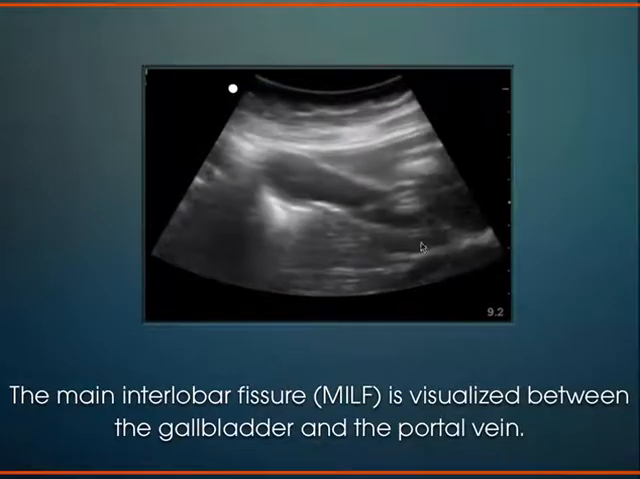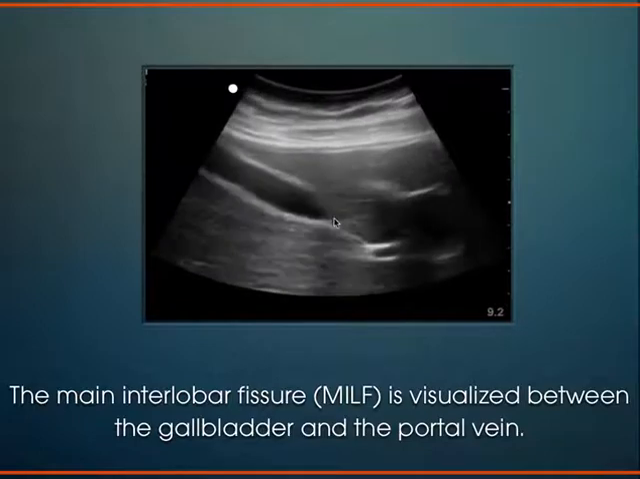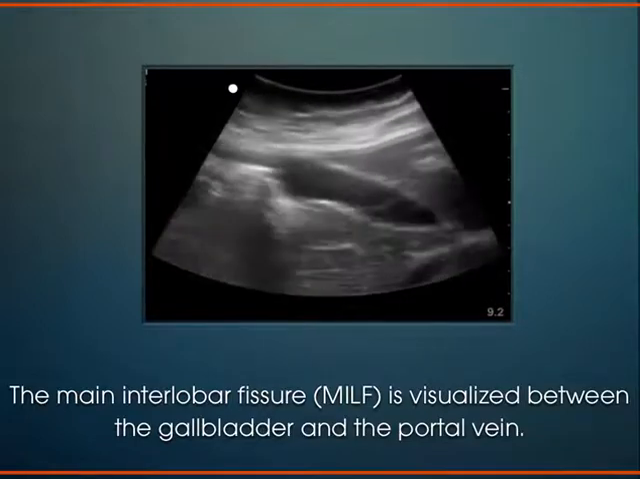This is another really nice example of the MILF right over here. We see portal vein, neck of the gallbladder. And again, that's our landmark. It's where the right and left lobes of the liver come together. That's the fossa that the gallbladder sits in.